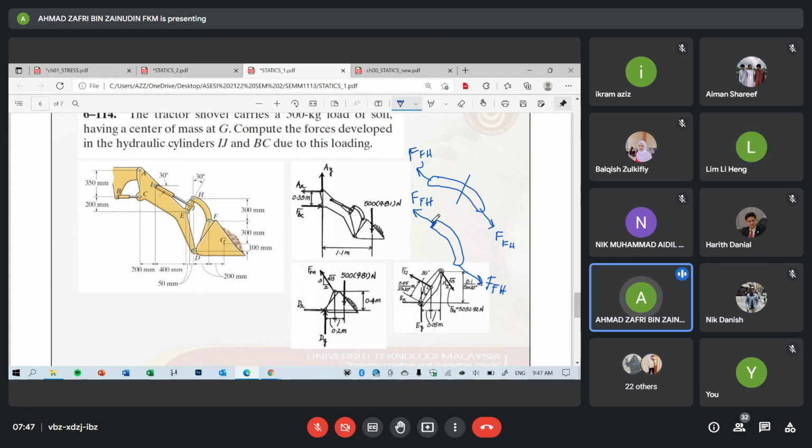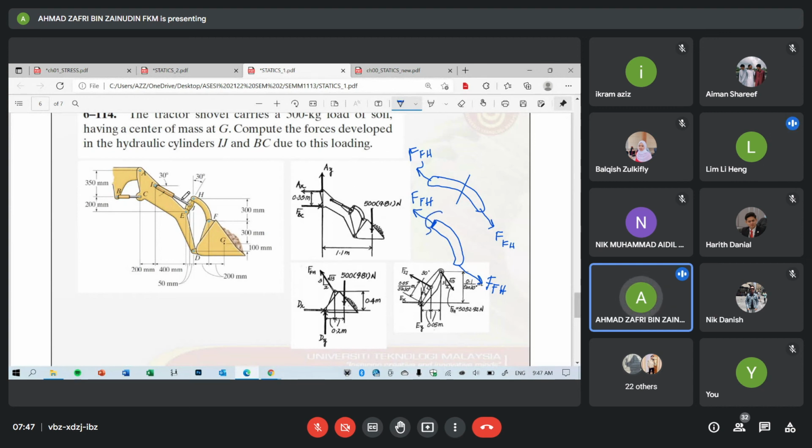We have distance here, and here we have distance, you know. So it means that we have moment. It is not a line. If it is a line, then the moment will be zero. But it is not a line. Here and here, it's offset, right? So we have moment.